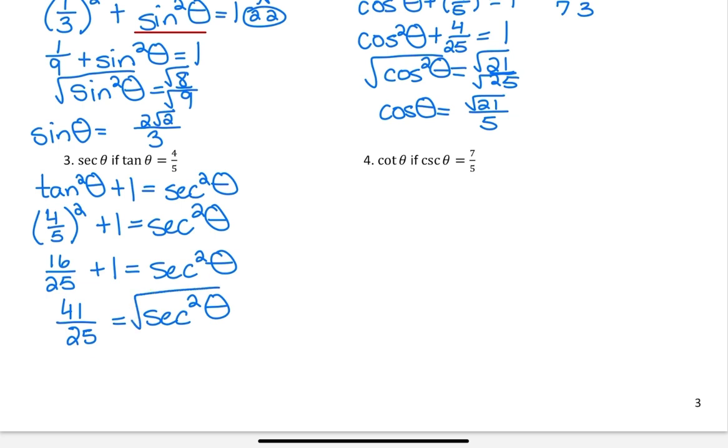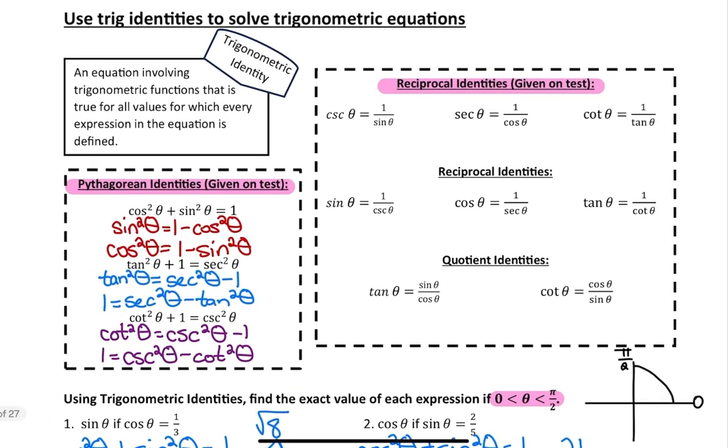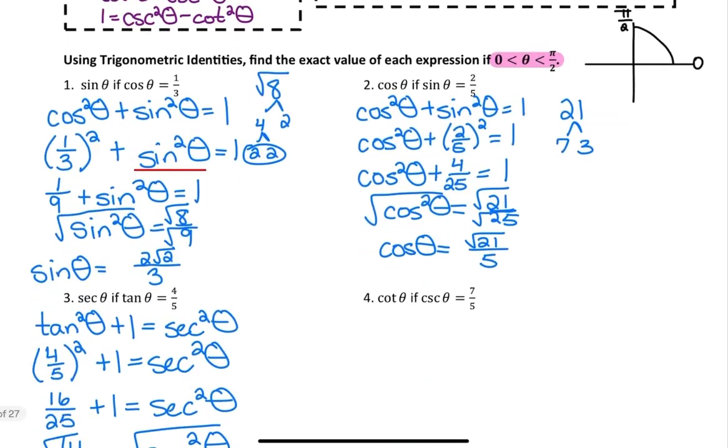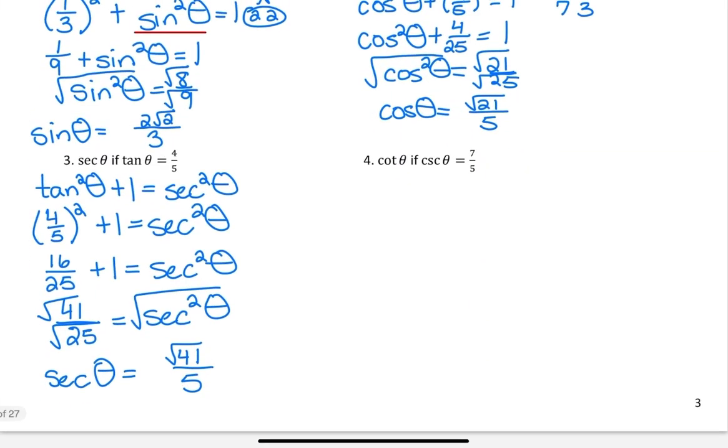So we'll square root both sides, square root the top, square root the bottom. So secant of theta will equal square root of 41 over 5. 41 is prime. Square root of 25 is 5. Remember that secant of theta is equal to 1 over cosine of theta. And since cosine is positive in this quadrant, secant would also be positive in this quadrant. So we do not need a plus or minus sign. This will be our answer.